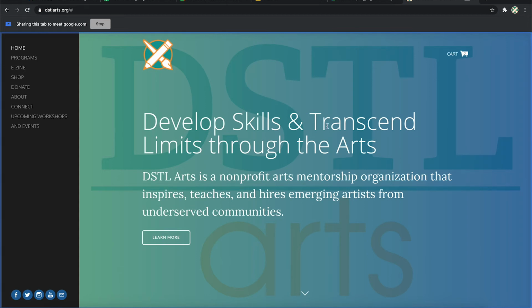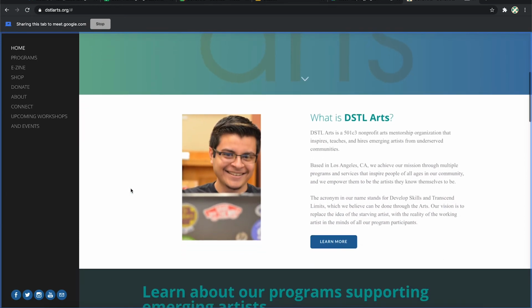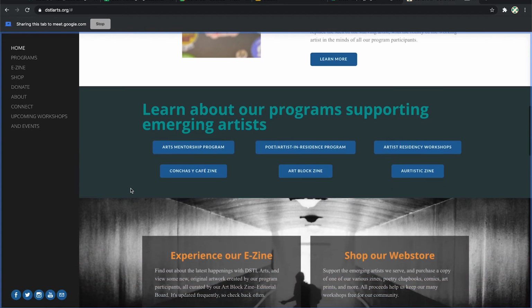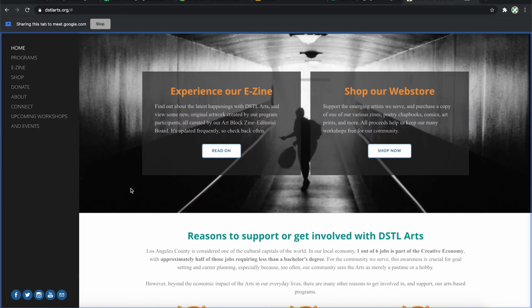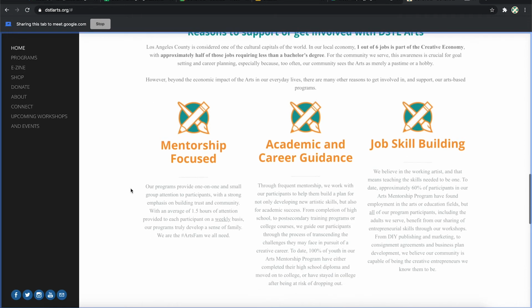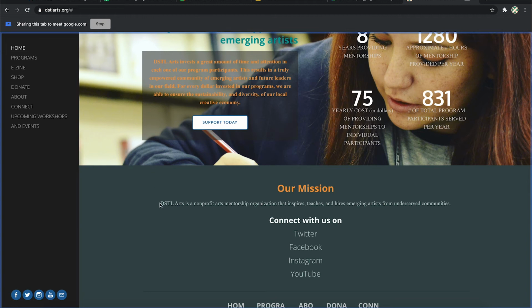Even the fonts that I chose on our website are very specific fonts to make it look modern, to make it look like something that is established, but also new and fresh. If you look at the way the website is set up, the colors are all the same. The green is used over and over again. The orange is used over and over again. There's the same language used across everything that I've created for us. Everything is about mentorship, guidance, career guidance and building skills. The mission of DSTL Arts is repeated in multiple areas of the website.